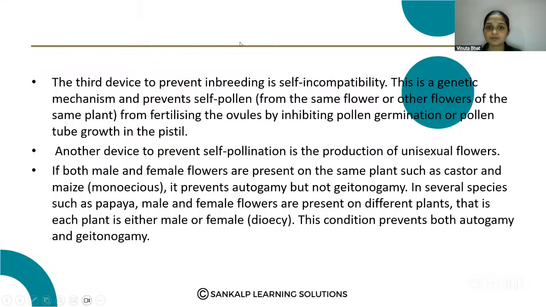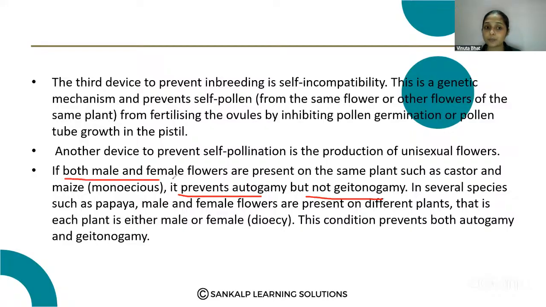But in some cases, some flowers produce unisexual flowers. So self pollination is prevented in the unisexual flowers. Here it prevents autogamy but not geitonogamy.